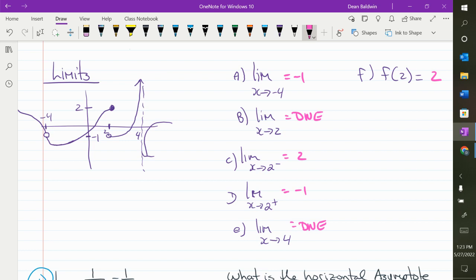As you go to 4, it's a vertical asymptote, so it doesn't exist. And f of 2 just says, what is the value of the function when x is equal to 2? 2. That's it. Do we feel okay with that? Yeah. Would it not be, as x approaches 4, positive or negative infinity?